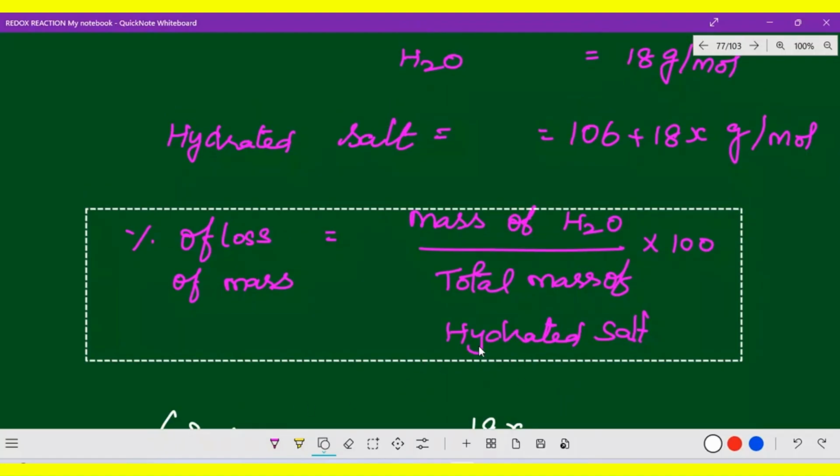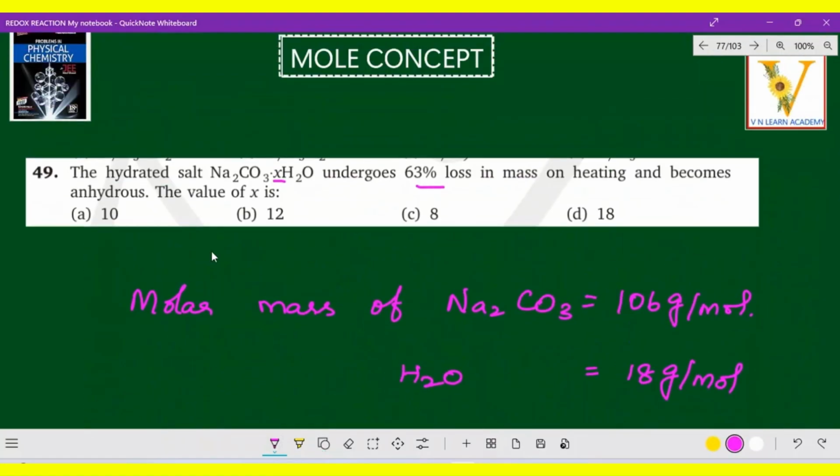And by the way, we can go for the option which is the correct option. 10 is the correct option. Yes, option A is the correct option. Come on, let's go to the next question.